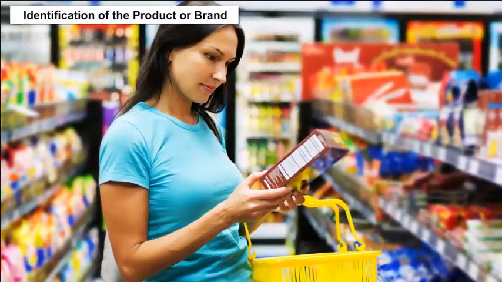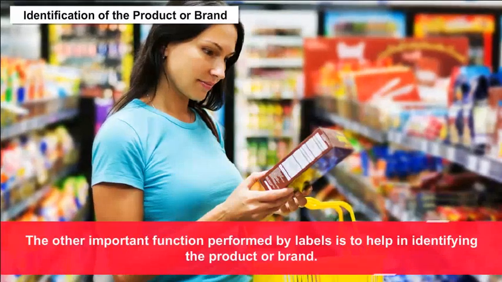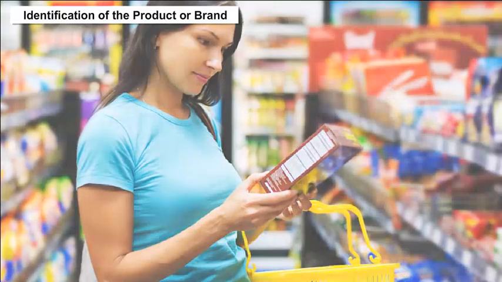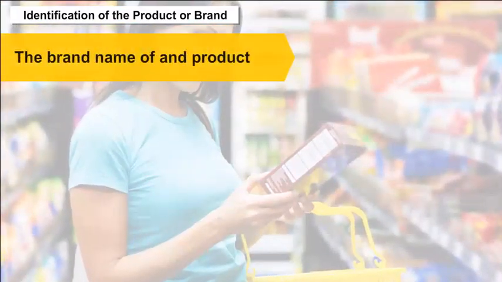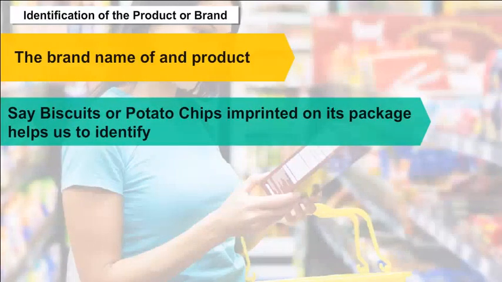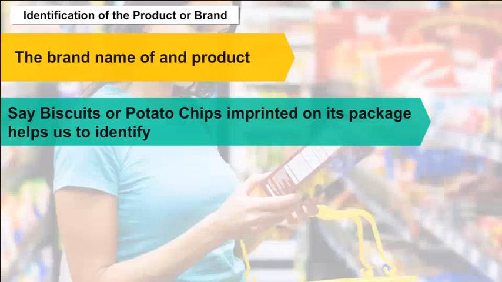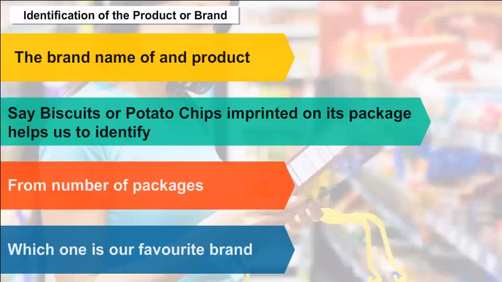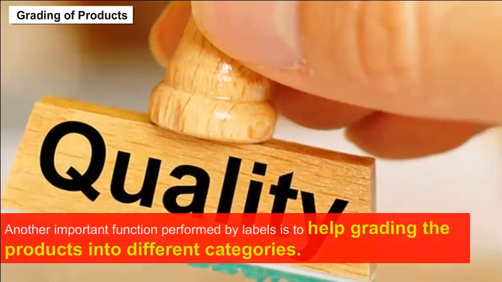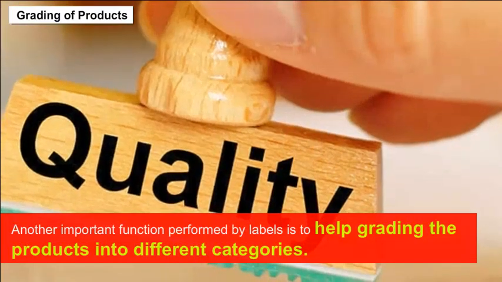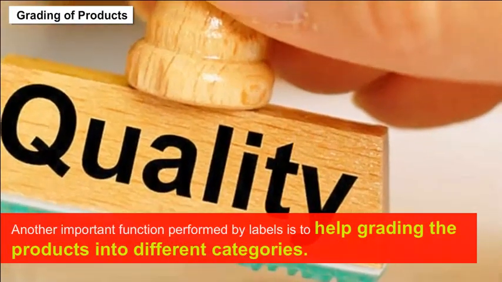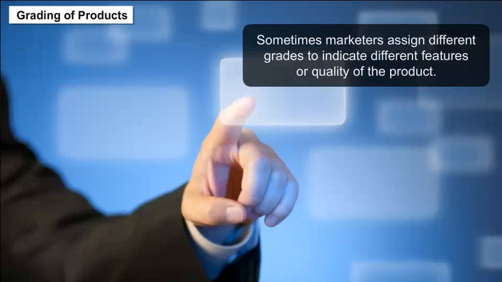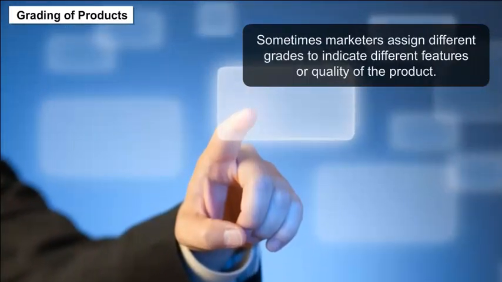Identification of the product or brand. The other important function performed by labels is to help in identifying the product or brand. For example, the brand name of a product, say biscuits or potato chips, imprinted on its package, helps us to identify, from a number of packages, which one is our favorite brand. Grading of products. Another important function performed by labels is to help grade the products into different categories. Sometimes, marketers assign different grades to indicate different features or quality of the product.